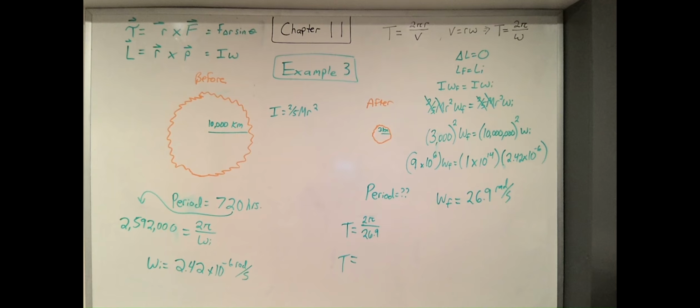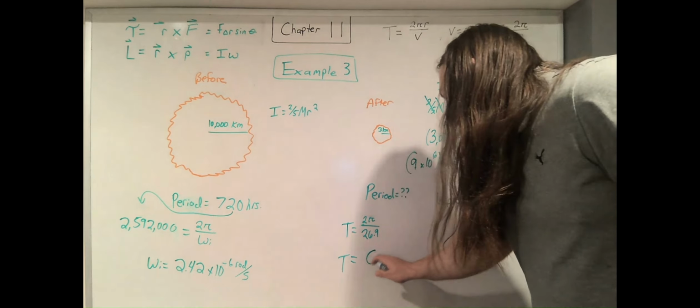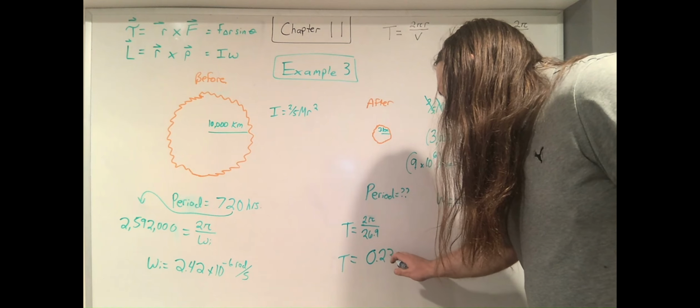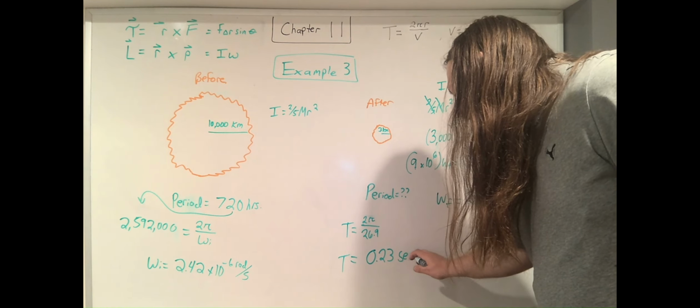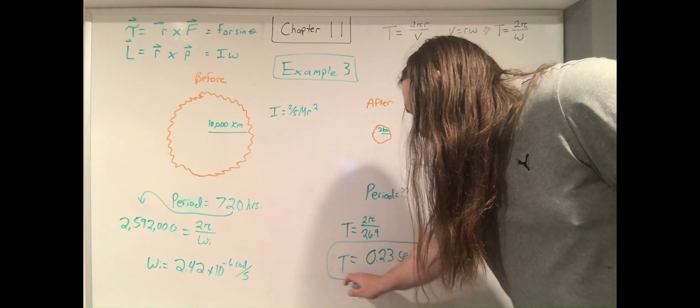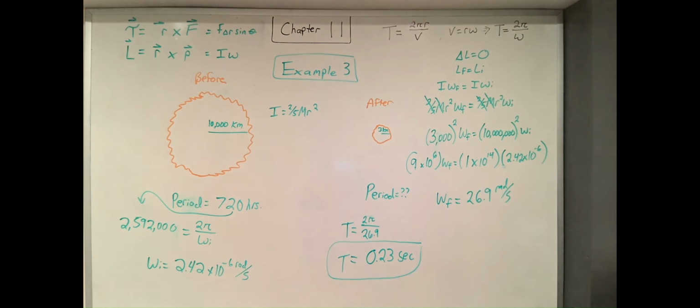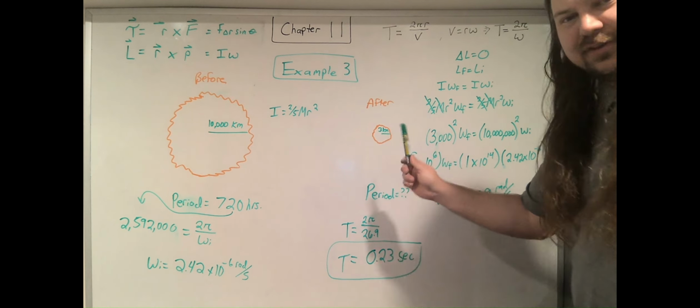All right, so now the period goes to 0.23. I'm just going to round. You might get something close to that. But now we are in the SI units of seconds, which means it does a full revolution in less than a quarter of a second. Sorry, it's early morning. It means 4 times this thing spins around every second.